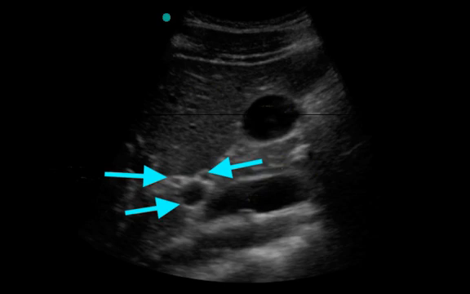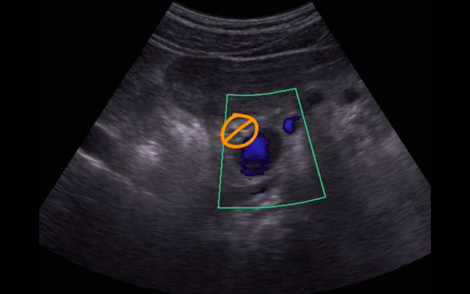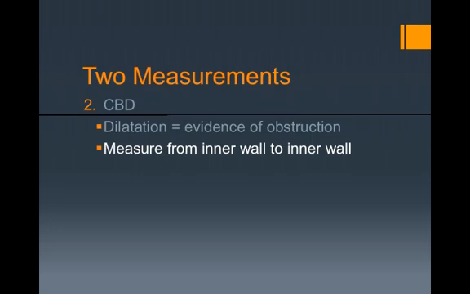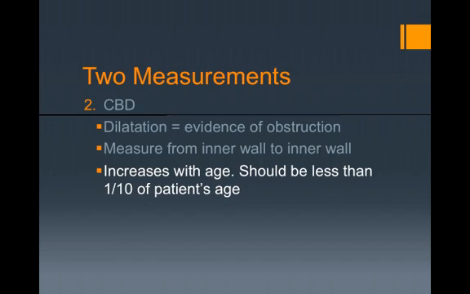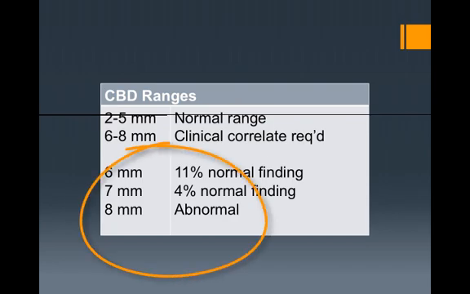If there is confusion differentiating between the common bile duct and the portal vein, color flow Doppler can be utilized. The portal vein will demonstrate flow and the common bile duct will not. The common bile duct should be measured at its largest diameter in the long axis. Calipers should be used to measure from the interior margin of the anterior wall to the interior margin of the posterior wall. It is helpful to remember that the diameter of the common bile duct increases with age and is commonly said to be anywhere in the range of less than 1/10 of the patient's age. In healthy patients, the common bile duct is typically less than 6 millimeters, while anything greater than 8 millimeters is considered abnormal.